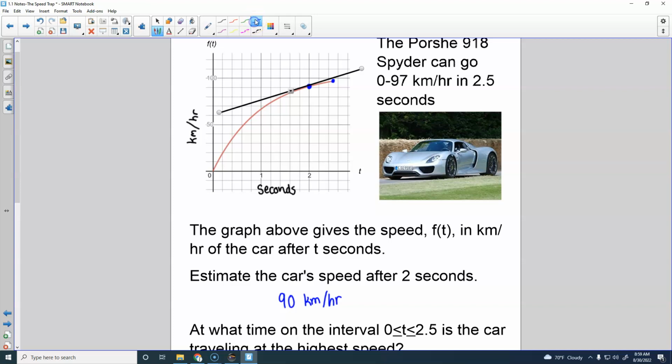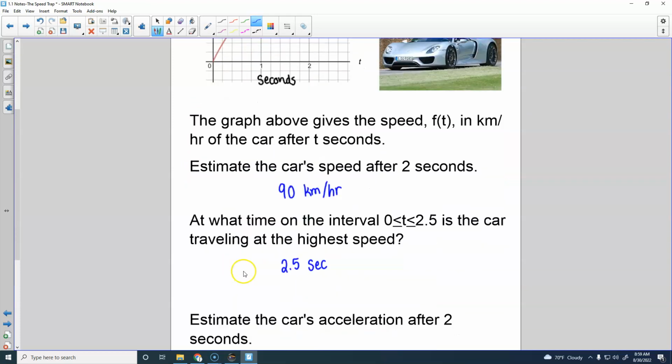So I'm going to pick a couple points here. I'm going to use this point right here, which would be 0.6, 70, and we'll use this point right here, which is 2, 90. And we can find the slope between those points.